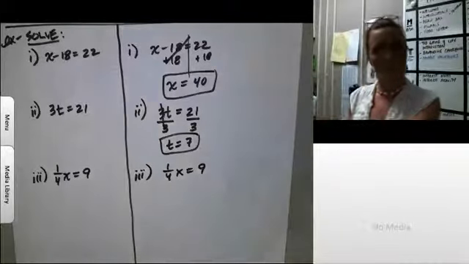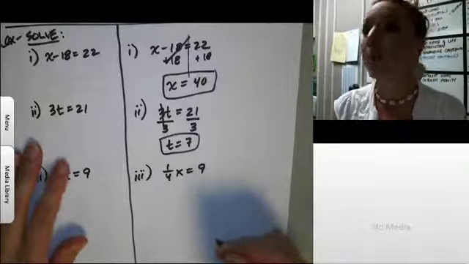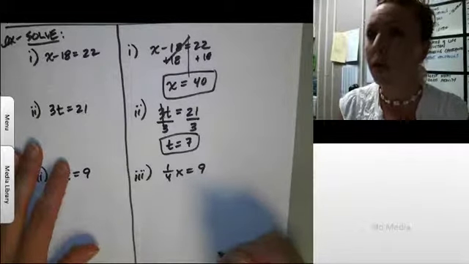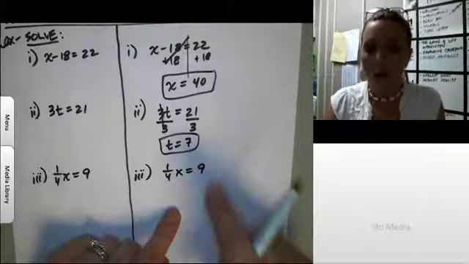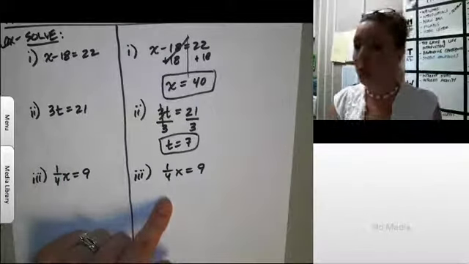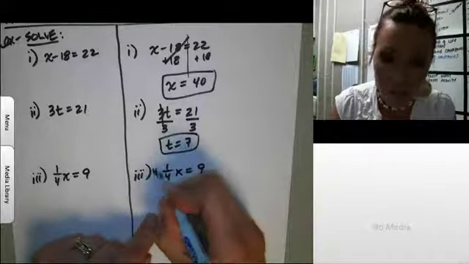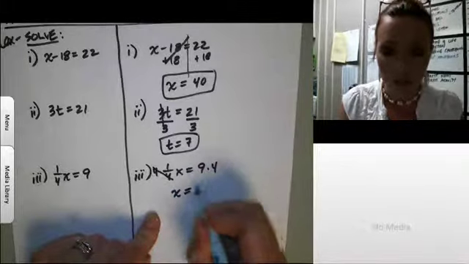Okay, Sydney? Go ahead. You times it by 4. Perfect. How did you know to times by 4? Because it's division. Okay, good. So 1/4 x is the same thing as x divided by 4. That's one way. So multiply both sides by 4. So that cancels out and we get x equals 36.